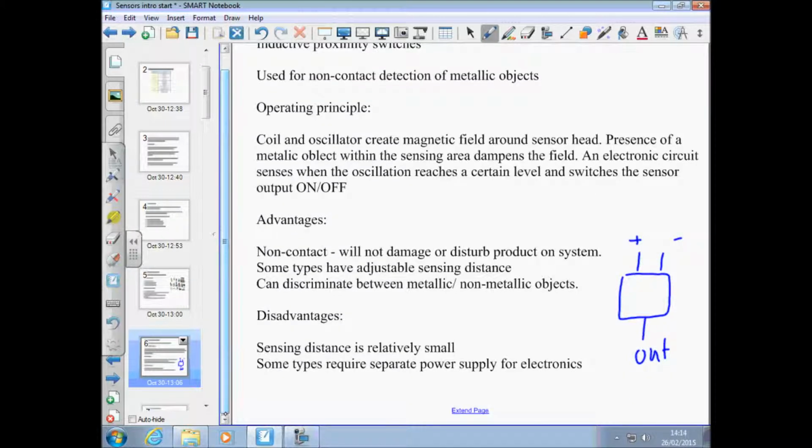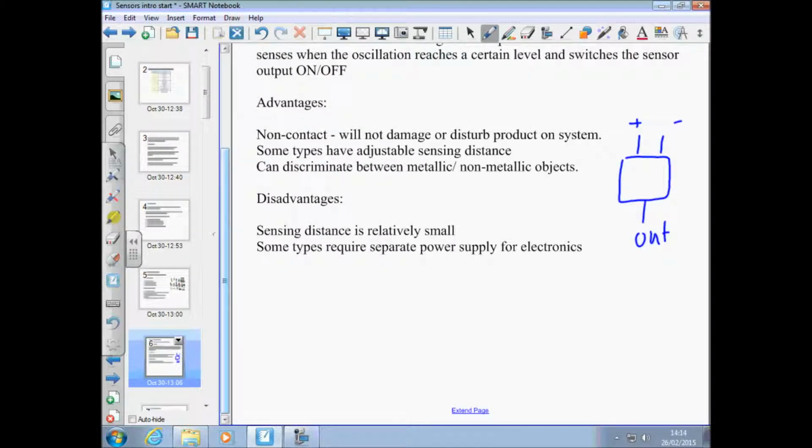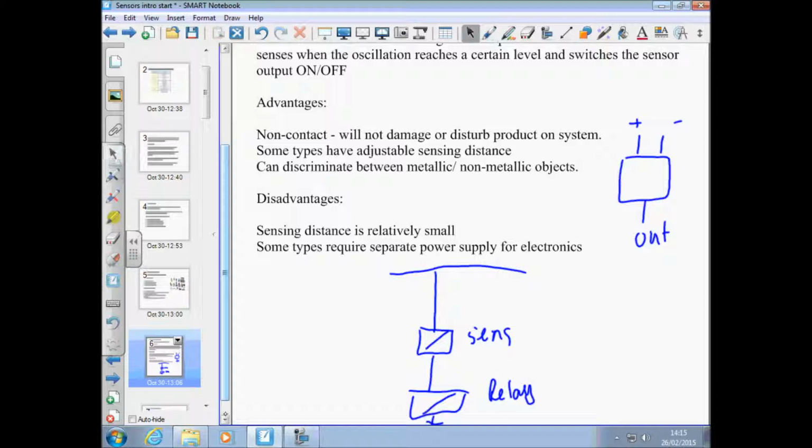There are other types, generally running on systems where you just put the limit switch in, and then you can run a relay directly off that. There's no separate power supply. It takes its power supply from the system you're using it on. So that's the sensor. That's a control relay, but that could just as easily be a PLC input.